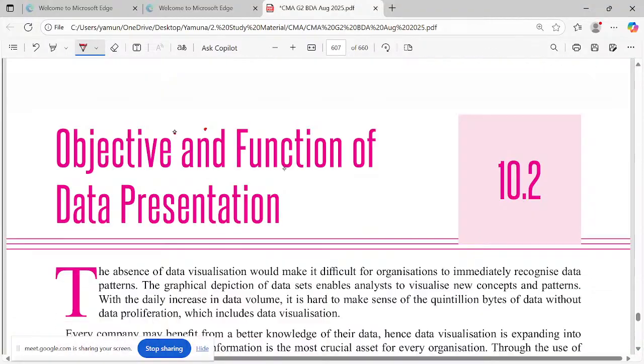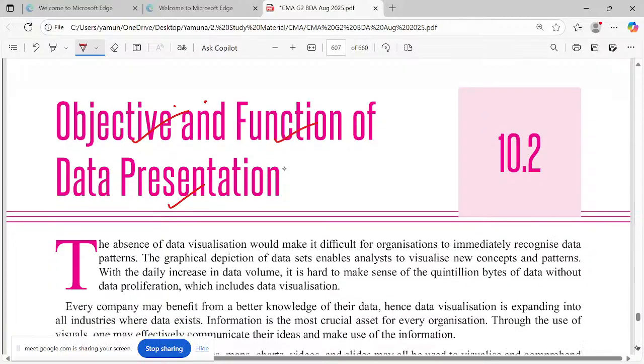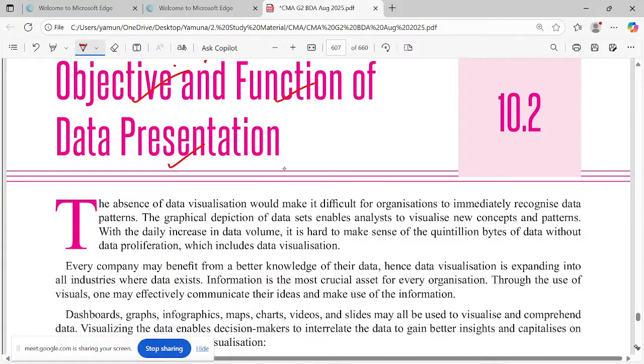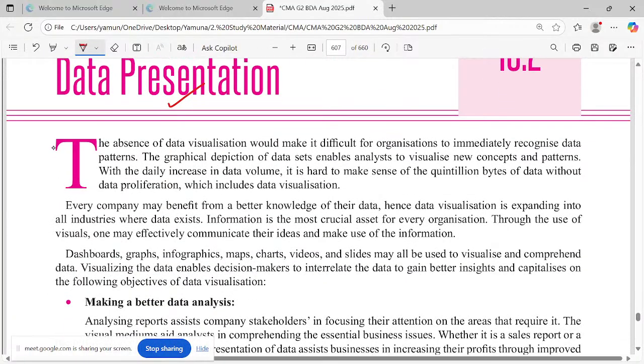Okay. So 10.2, objective and function of data presentation. Only if there is a need and something is going to be helpful, we are going to do it, right? So what's the objective, what is the function of data presentation? Here is a basic intro. I'm not going to take you word by word, and you can take the help of this para. This will be helpful in understanding how the data is going to be presented, probably with the help of dashboards, sometimes graphics, sometimes infographics, sometimes maps.